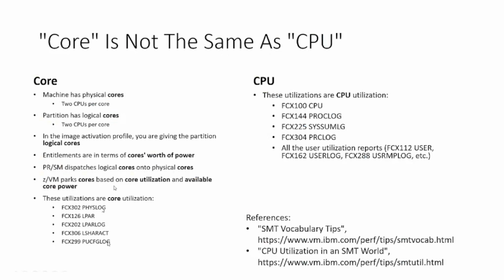Utilizations in these PerfKit reports are core utilization. This is the thing that drives suspend time. This is the way utilization racks up on physical cores and what have you. You run SMT2, each core has two CPUs in it. These PerfKit reports, CPU, proclog, and so on, those portray CPU utilization. You need to be aware of the difference between core utilization and CPU utilization. And there are a couple of articles here that you can read.